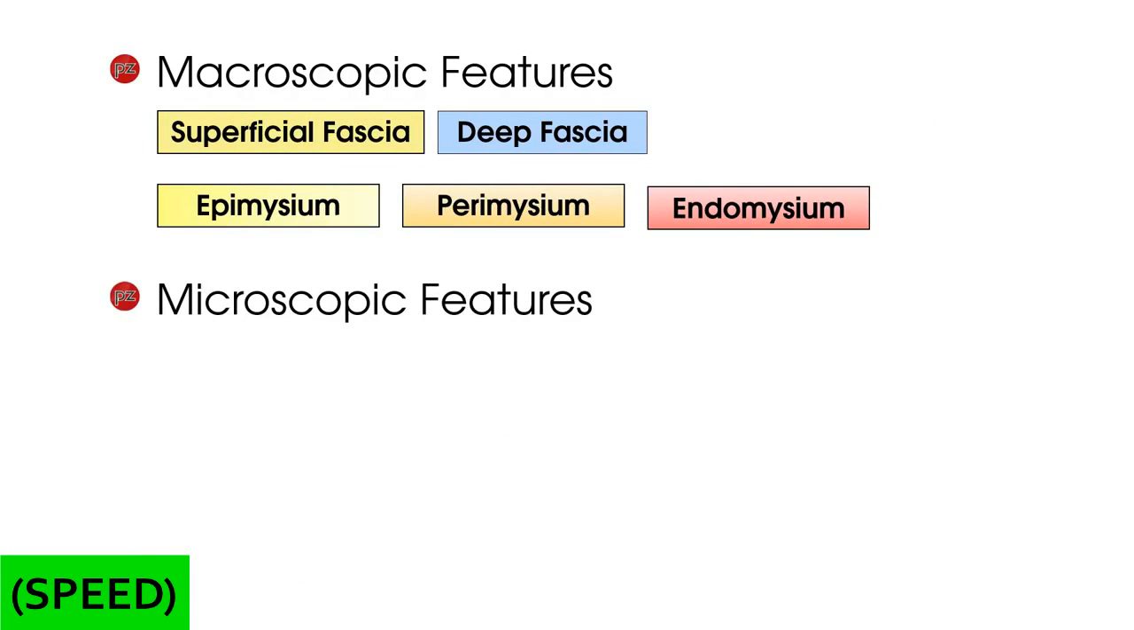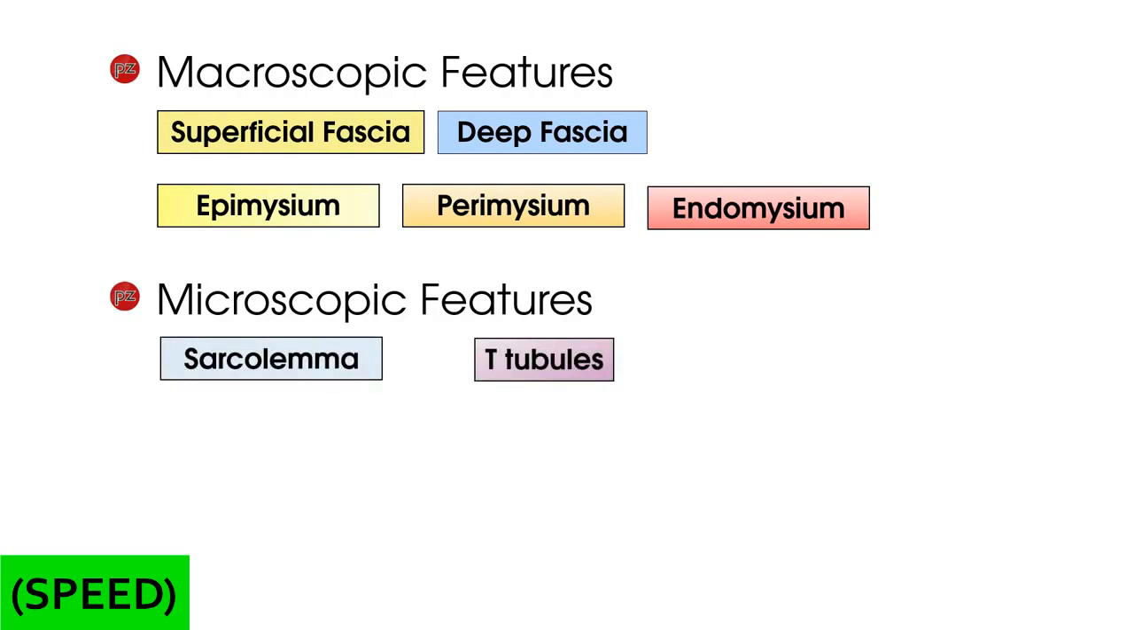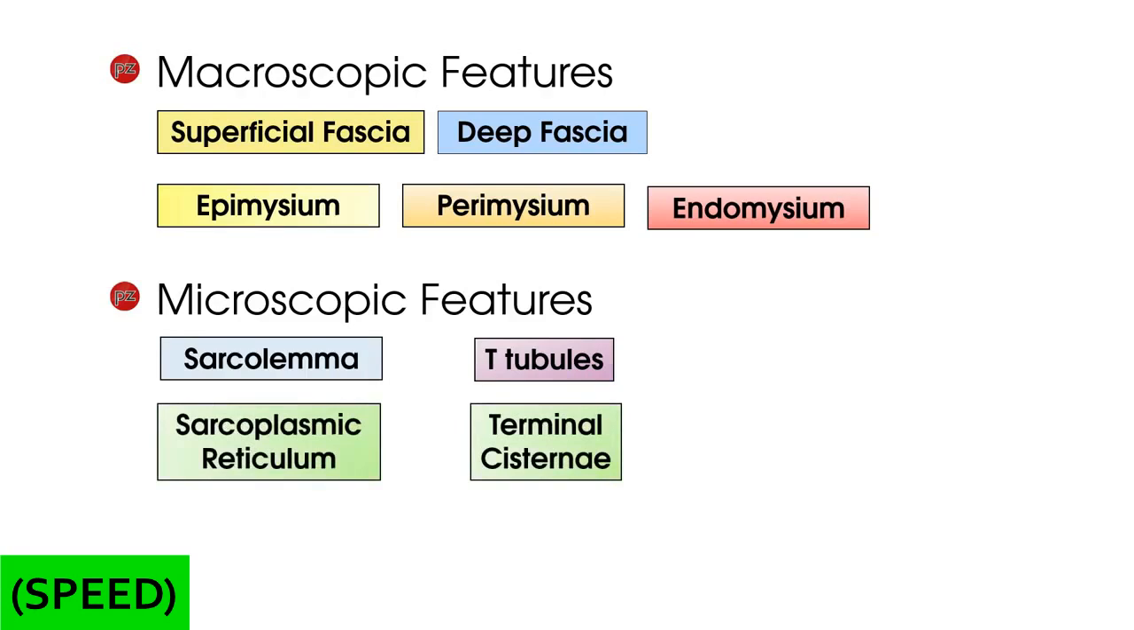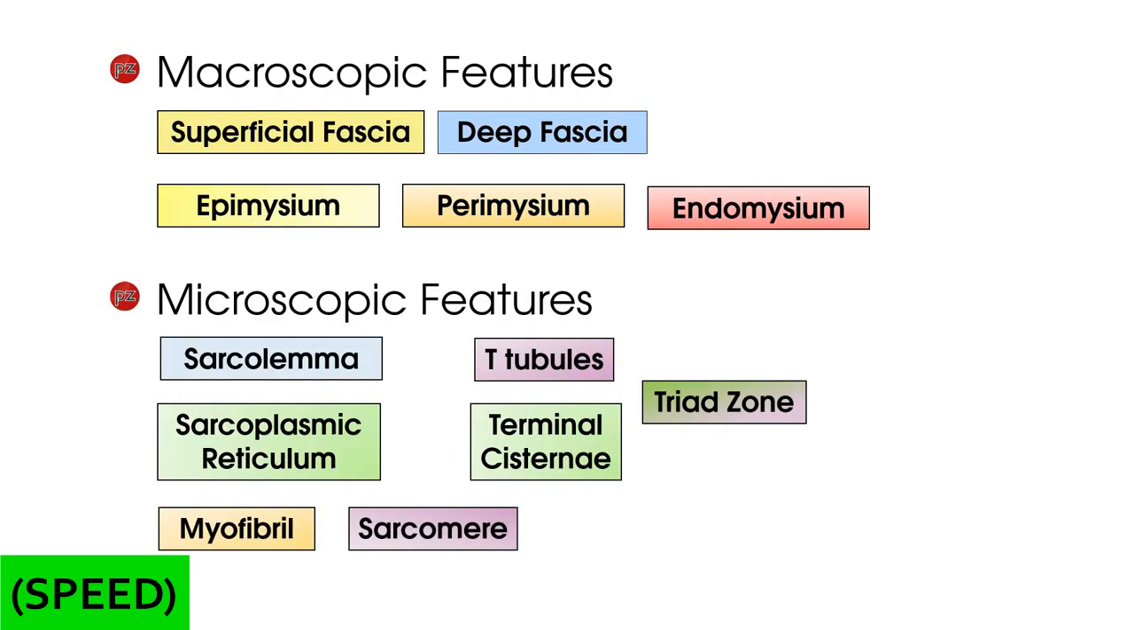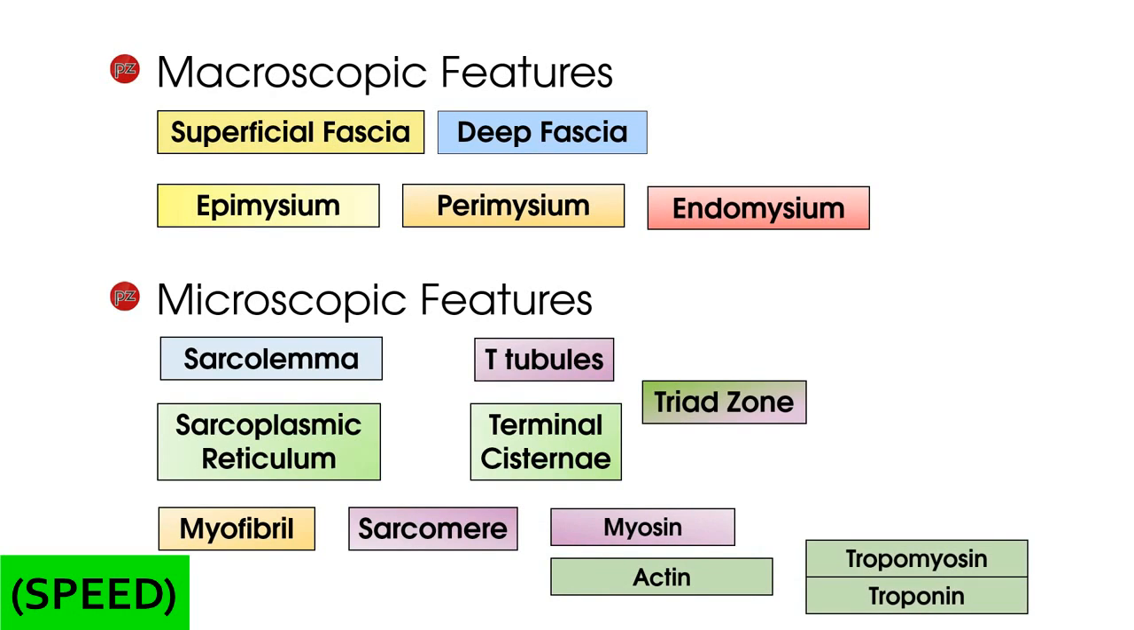And then we moved on to the microscopic features. So we saw the cell membrane, the sarcolemma, which is around each muscle fiber. And then from there we have the T-tubules, and around each myofibril we have the sarcoplasmic reticulum, and then they dilate into the terminal cisterna. And where those T-tubules and terminal cisterna meet, we have the triad zone. And then we looked more at what the myofibril consists of, which is these repeating units called sarcomeres, and that's made of myosin and actin. And on actin, you have the tropomyosin and troponin, which are those regulatory proteins that are intimately involved in contraction.